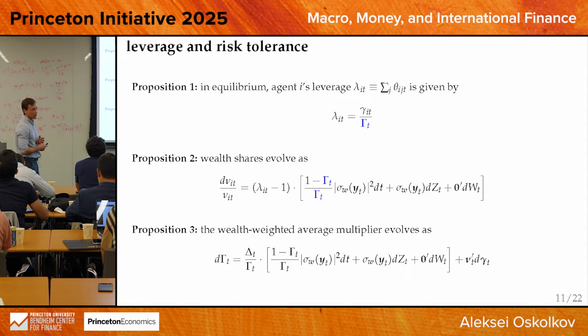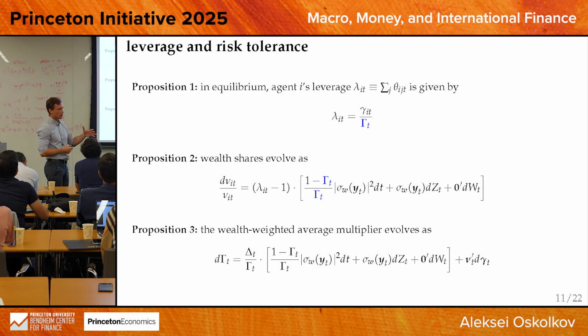Now let's analyze a bit how the wealth shares evolve. So first of all, if you take more leverage, meaning you're more risk tolerant, you're more exposed to aggregate shocks that move aggregate wealth. Of course, if aggregate wealth goes up, you're more exposed to it, so your wealth share is going to go up. It pays off to bet on the economy if the economy grows.